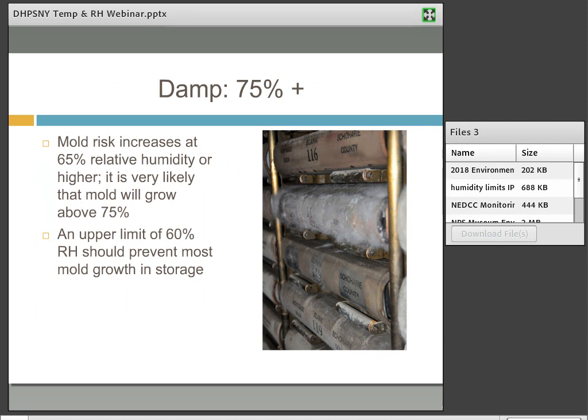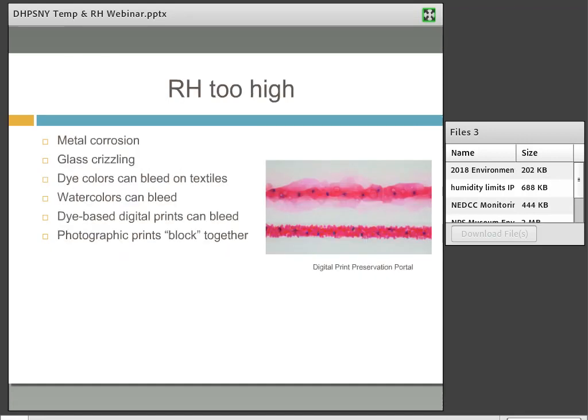So going back to this idea of dampness, 75% RH or above, starting at 65% RH or higher, mold risk on many objects increases, and this risk jumps even more above 75%. All things being equal, this dampness is likely to result in mold growth. And that's why we keep an upper limit of 60%. It's what we generally recommend for storage to prevent most mold growth. It's a bit lower than that 65% and that 75%, but it's just an extra bit of insurance there.